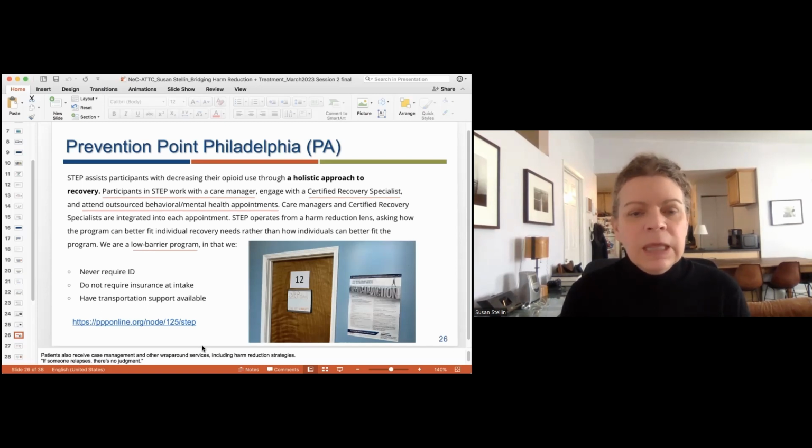And a key thing about this program is that if someone relapses or is using other substances, there's no judgment. So really focusing on not kicking someone out or excluding them from care, but trying to provide that support and treatment through this service. Any questions about Prevention Point or this particular program?